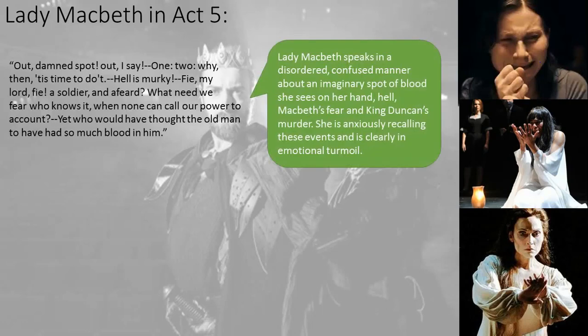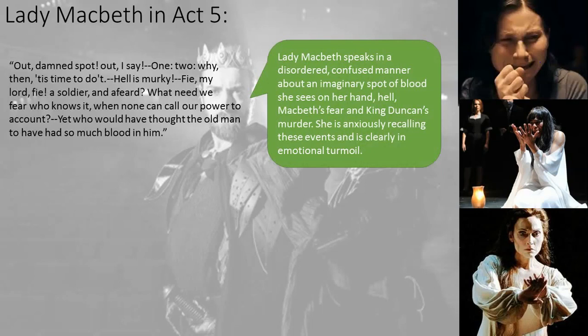So one of the extracts we're going to be having a look at is this one. If you take some time to read it there. She is hallucinating here. She's sleepwalking and she is seeing spots of blood on her hand. Now, just as Macbeth mentioned in Act 2, the blood is there to remind them of their guilt, and the terrible deed that they've committed, the regicide.